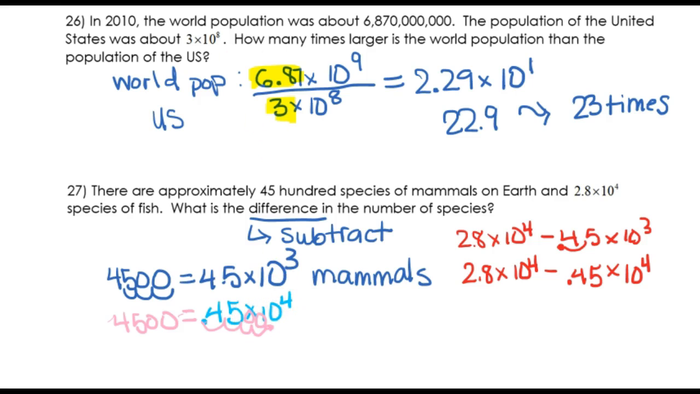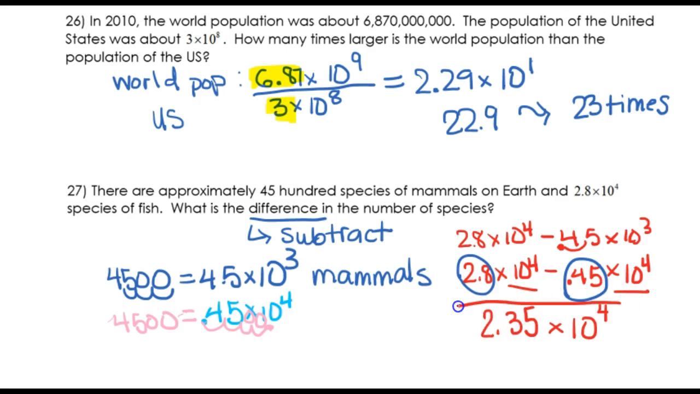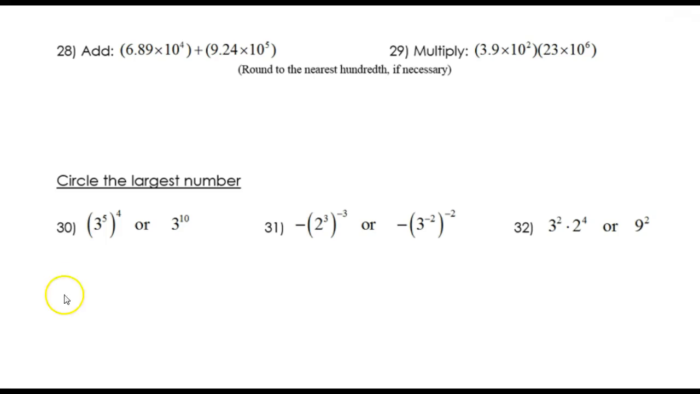Now back to my problem over here. Now that the powers of 10 are the same, I know that my answer is going to be times 10 to the 4th power. So I need to take 2.8 and subtract 0.45. 2.8 minus 0.45 is going to give me 2.35 times 10 to the fourth. That is your difference. All right.